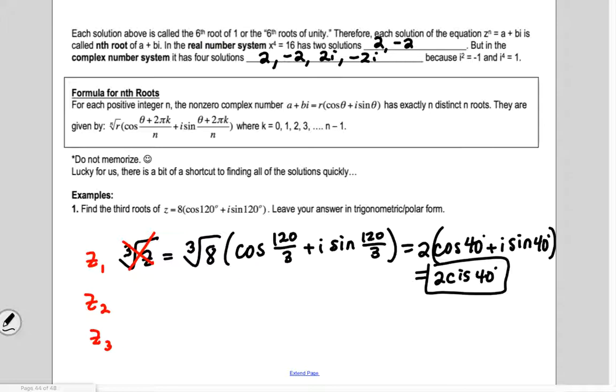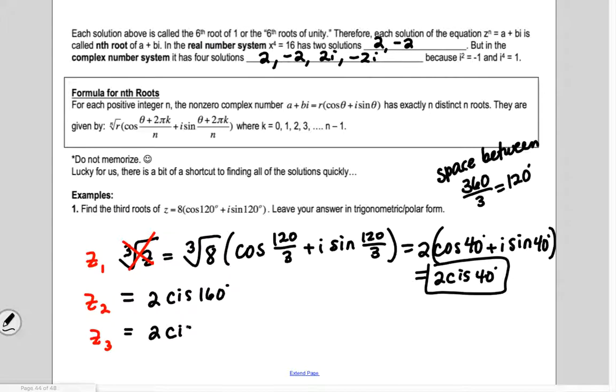Okay, now I told you they're all evenly spaced. It's beautiful. Beautiful math. If they're all evenly spaced, and we have 3 solutions, I'm going to take my 360 divided by 3, and I'm going to say, these are all 120 degrees apart. This is the space between them. So what's the next one going to be? Yeah, I'm going to have 2 cis 160. And then the last one, 2 cis, add another 120. 280. Those are our 3 solutions.